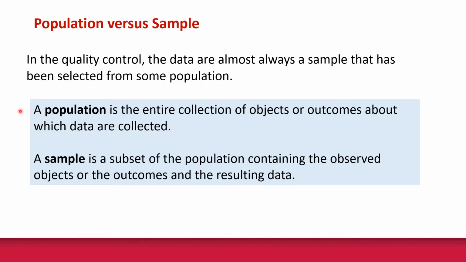A population is the entire collection of objects or outcomes about which data are collected. That would be our 1,000 transmissions. A sample is a subset of the population containing the observed objects or the outcomes and the resulting data. So that would be the 10 that we select out to test and do measurements on.